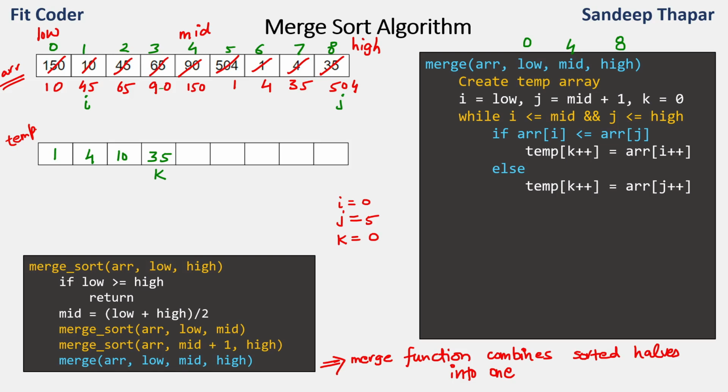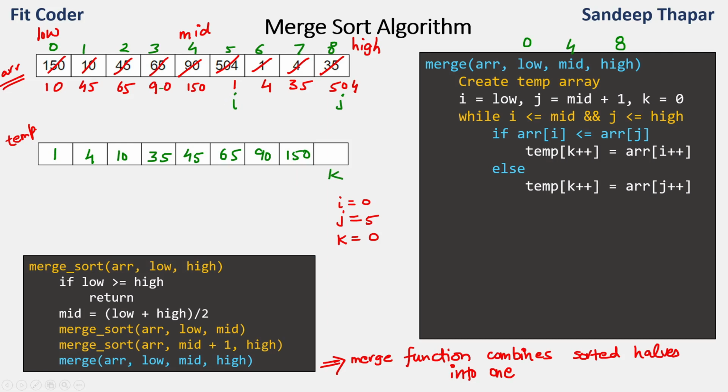Now in the next step, we'll compare i and j. So now 45 will come because 45 is smaller than 504, and i will come at 65. Now we'll compare 65 and 504. Again 65 is smaller, so 65 will come here and i will be incremented. In the next step we'll compare 90 and 504. So 90 will come here and i will come at 150. Now we have 150 and 504, so 150 will come here and i will be incremented, so i will come at the 5th location.